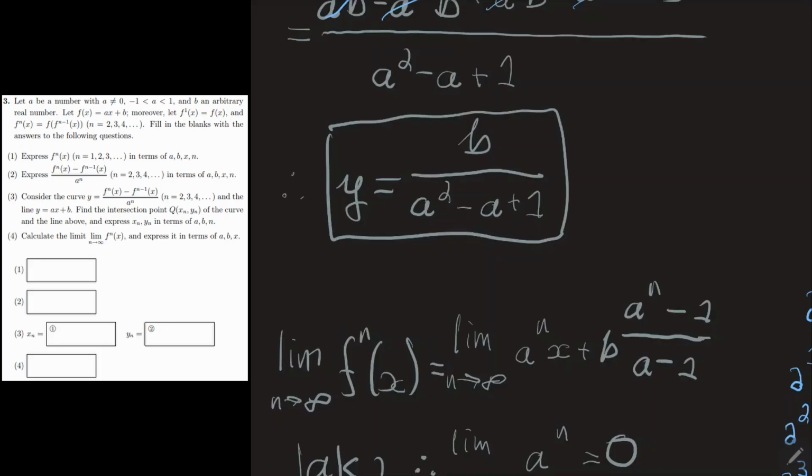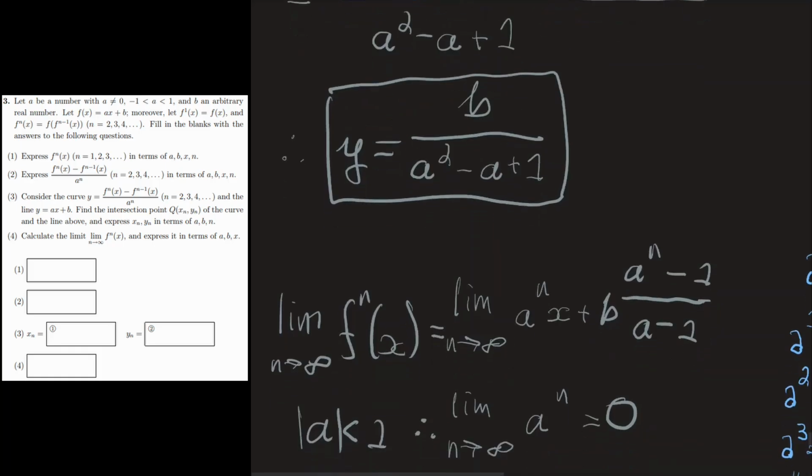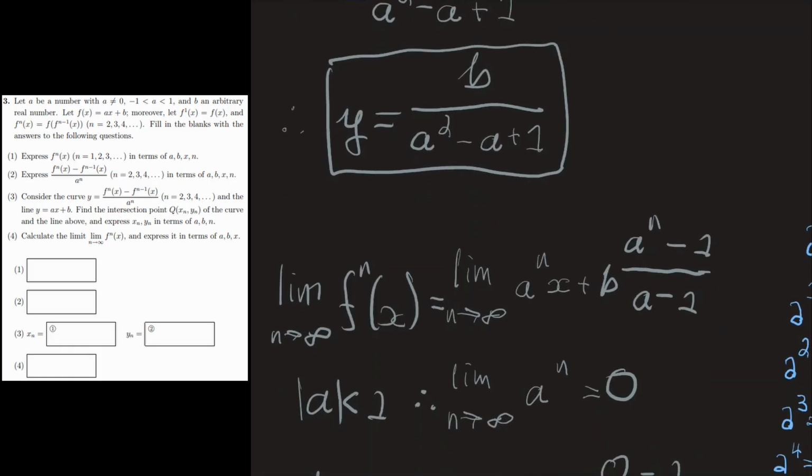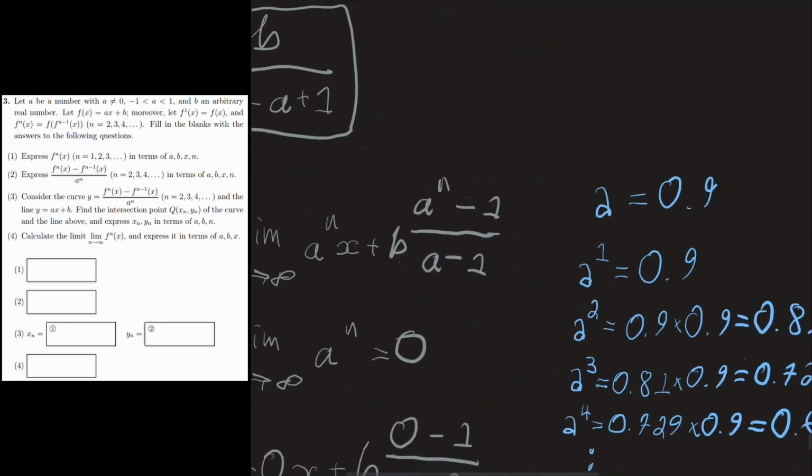So what happens when n approaches infinity here? Well, if we look at the very start of our question, it says that a is between -1 and 1, and it also doesn't equal 0. So put another way, the absolute value of a is less than 1. And in that case, the limit as n approaches infinity of a to the power of n is just equal to 0. So if that doesn't make sense to you, I can show you an example.